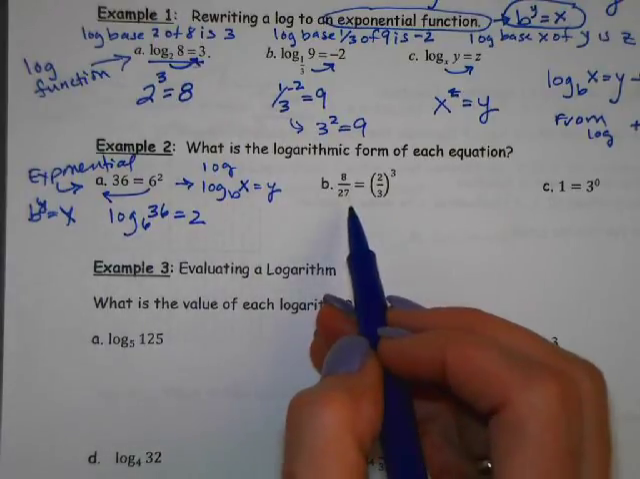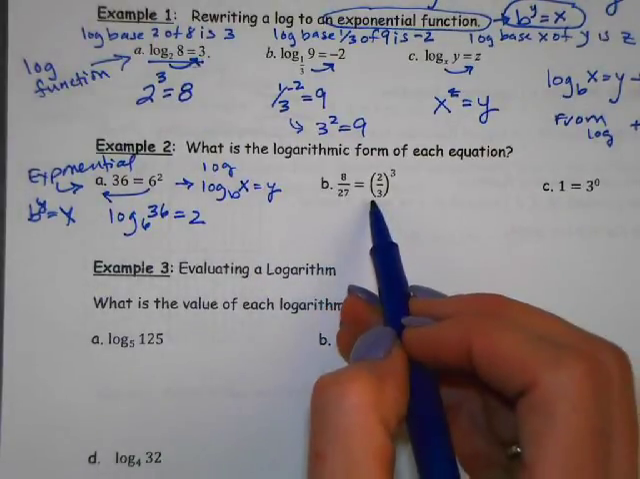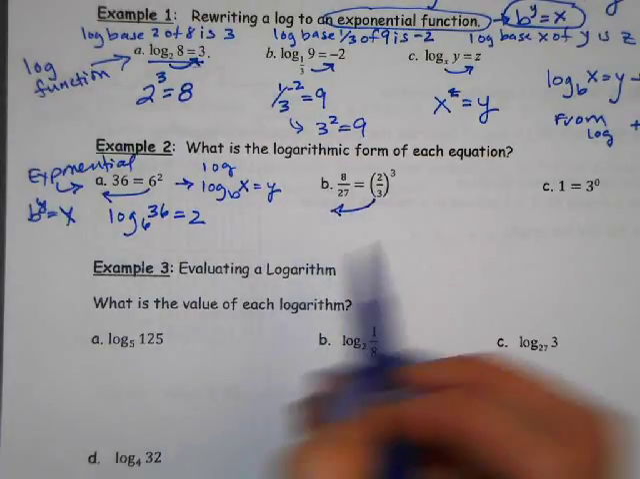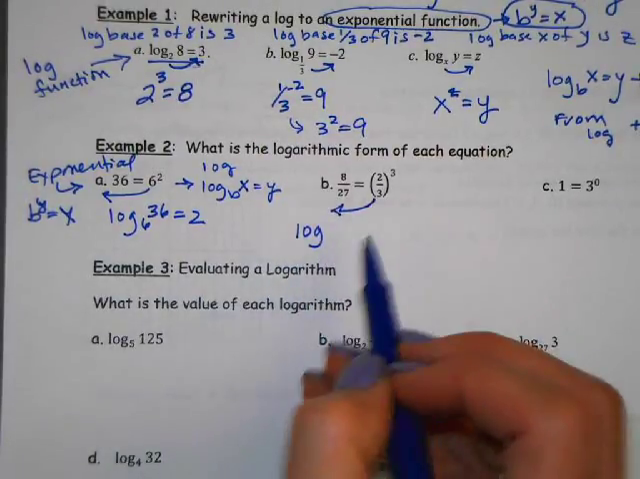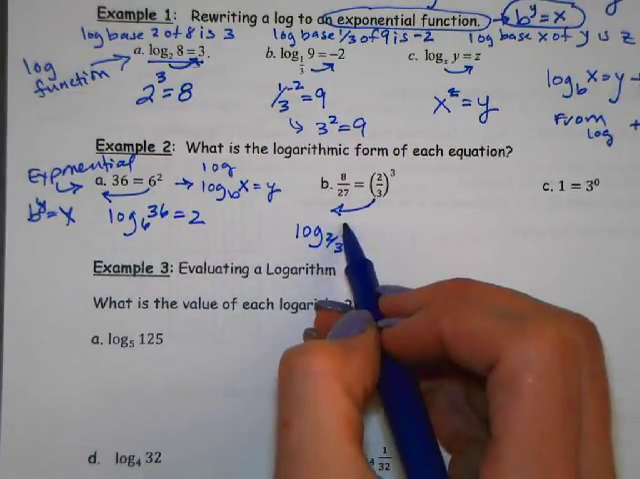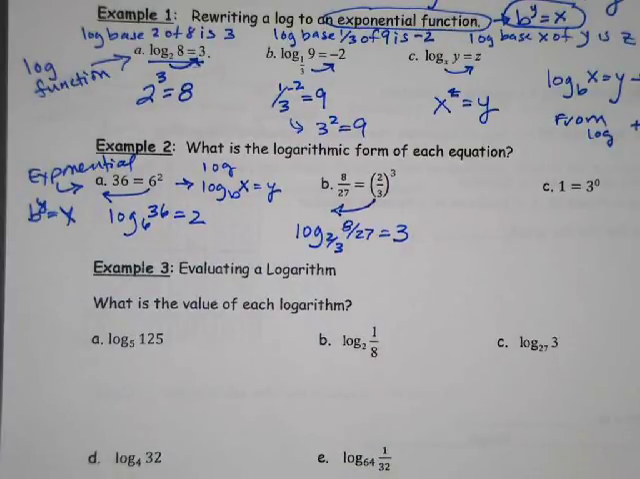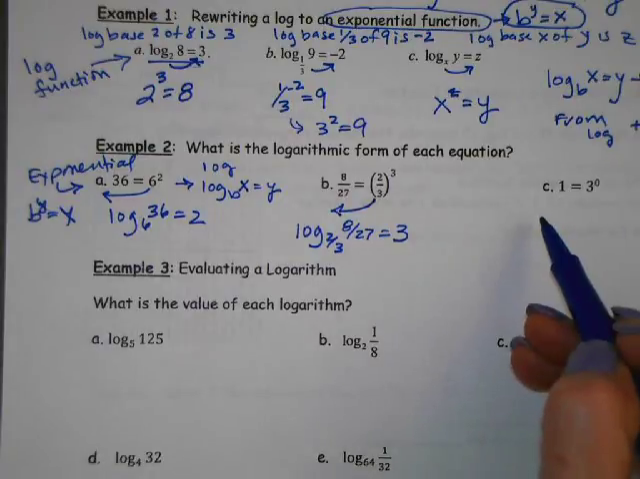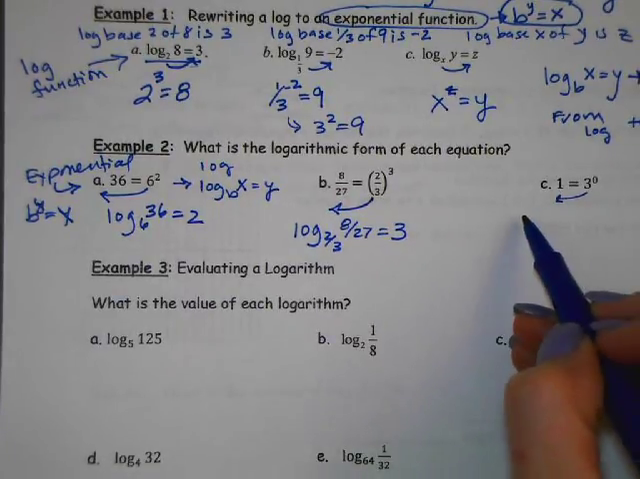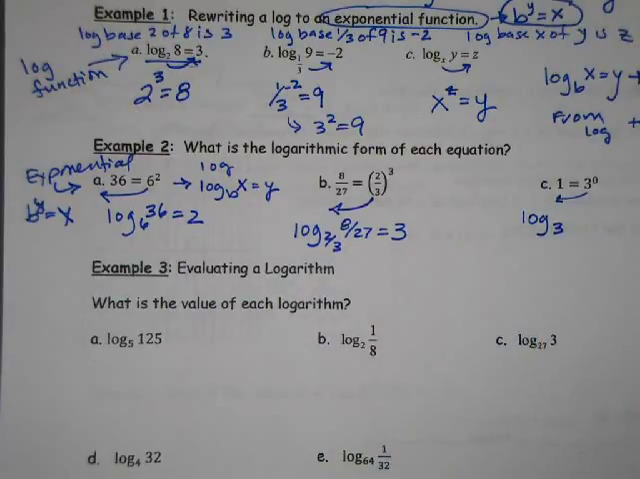Alright. So this one, I swing it down, and I add the word log. So I'll do log base 2/3 of 8/27 equals 3. Does that make sense? I don't know if it makes sense, but do you get the pattern? That might be the better question. So the same thing here. I'm going to swing the 3 down, and add the word log. Log base 3 of 1 equals 0. And that's right, because 3 to the 0 equals 1.